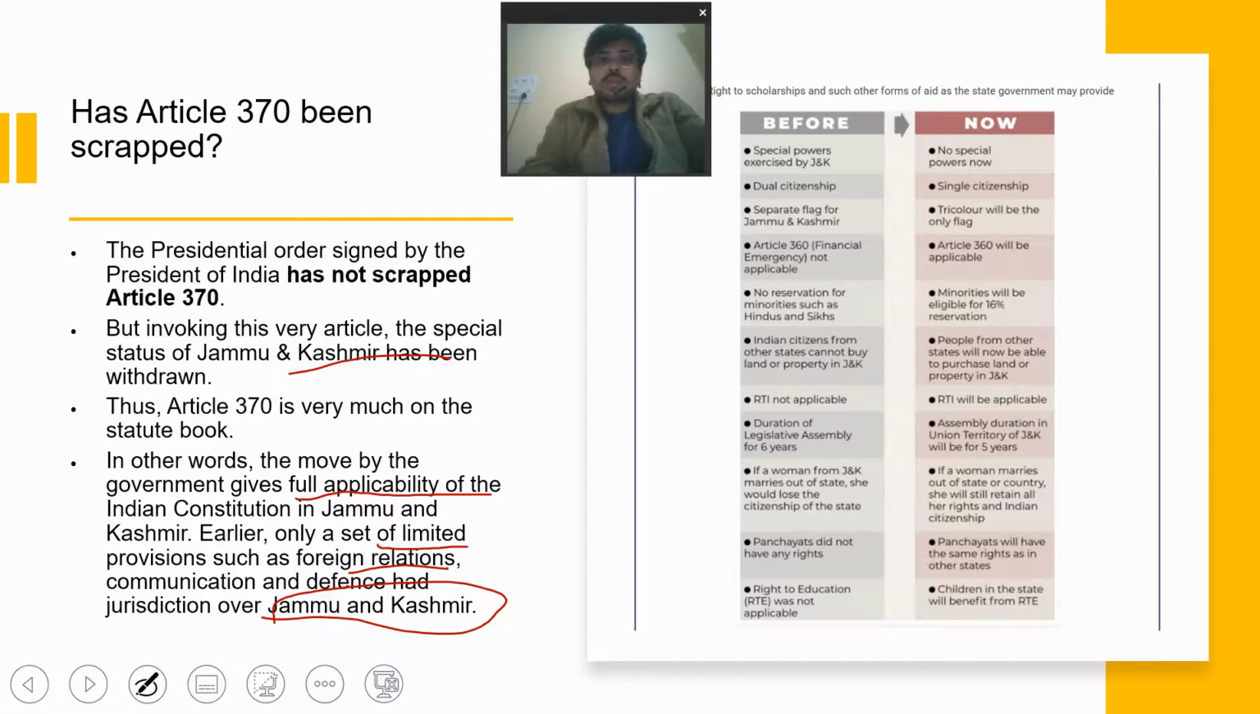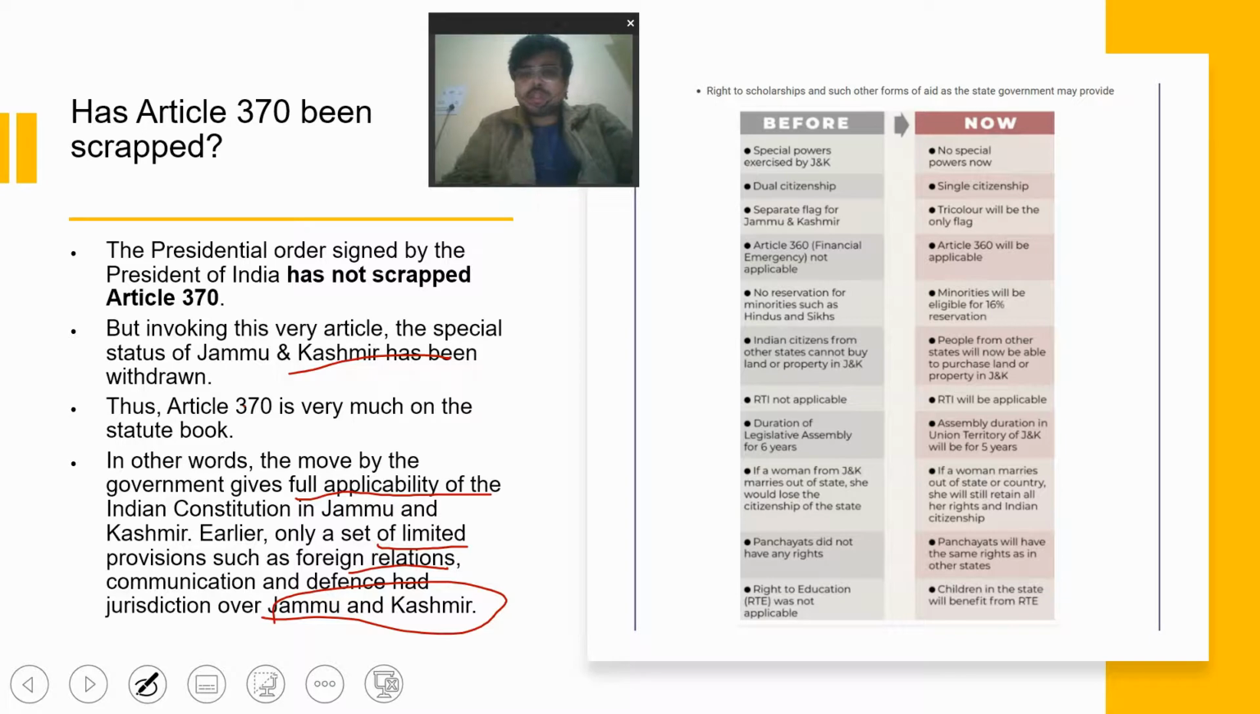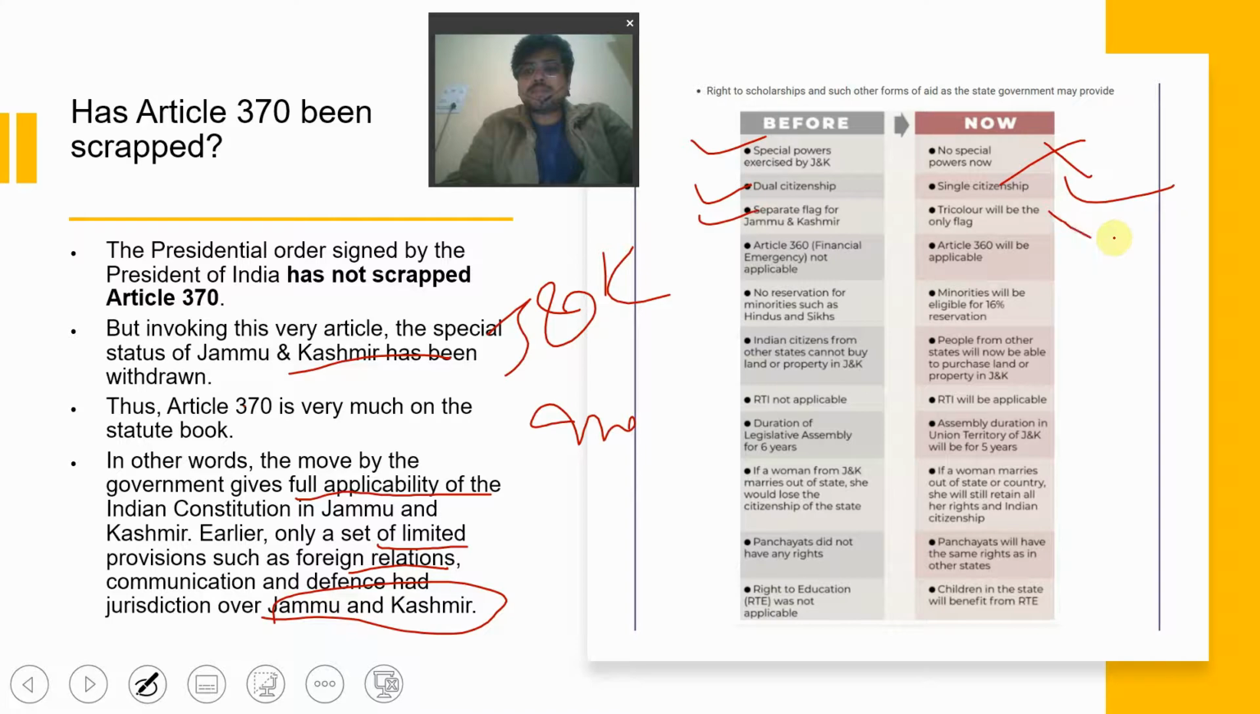So what is the difference between before and after? If you see, earlier a special power was exercised with Jammu and Kashmir, now no special power. Dual citizenship, the citizenship of Jammu and Kashmir and another citizenship of India, was there. Now there will be only one citizenship, that of India. Separate flag of Jammu and Kashmir, now no separate flag. Article 360, financial emergency, was not applicable, now Article 360 will be applicable. No reservation for minorities such as Hindus and Sikhs, now there will be reservation for Hindus and minorities, that is 16% reservation.